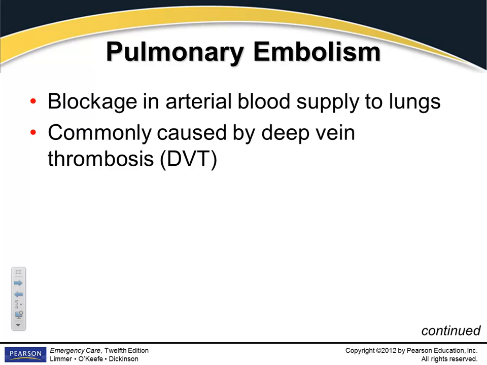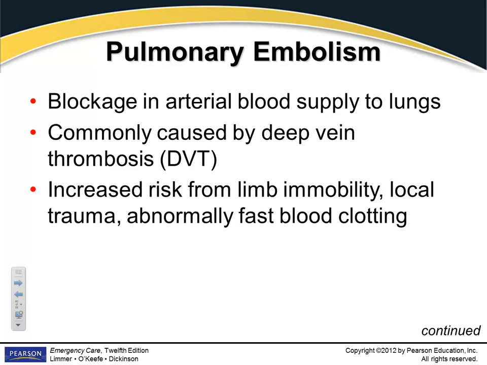Plastic, when your leg's in a cast. Yeah, if you've got a broken leg and you're in a cast, you're immobile. We see this with cancer patients, very ill patients that are bedridden. They can't get up and move all their blood around, so they're much more prone to blood clots. So pulmonary embolisms most commonly are going to be from DVTs, where somebody, they say, throws a clot after they've been immobile for a long time. Increased risk comes from limb immobility, local trauma, or a condition where your blood just clots fast.